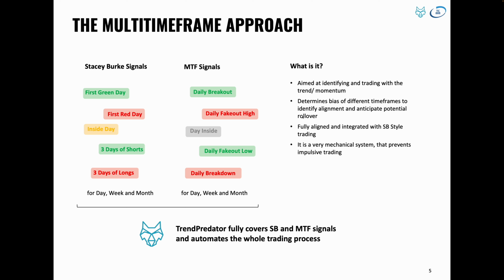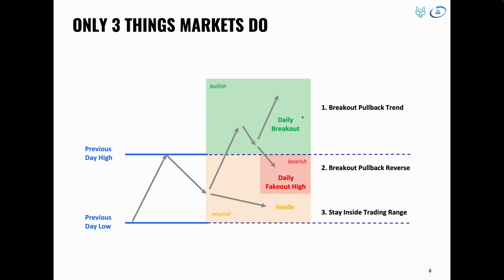So looking at the core logic, and this is also what Stacey proposes a lot, but he doesn't do this in a mechanical way. He always discusses the three things that markets do. Every market just does three things, but how to track that? And with multi-time frame, we now have a logic to track that across all the time frames.